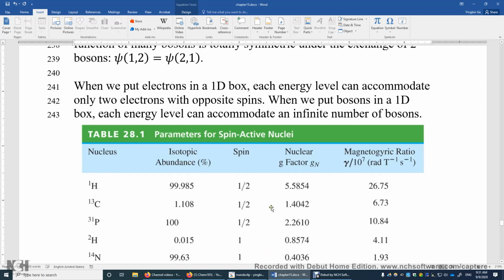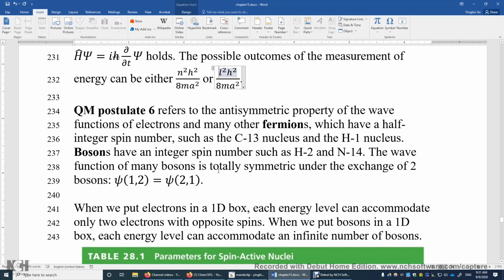So what's the difference here? Fermions, well, we learned this. Fermions, such as electrons, cannot have the same set of quantum numbers. That's a violation of postulate 6. Bosons have a different rule. The wave functions for bosons should be totally symmetric. Alright, so let's not worry about the bosons in quantum chemistry. Let's focus on the fermions.